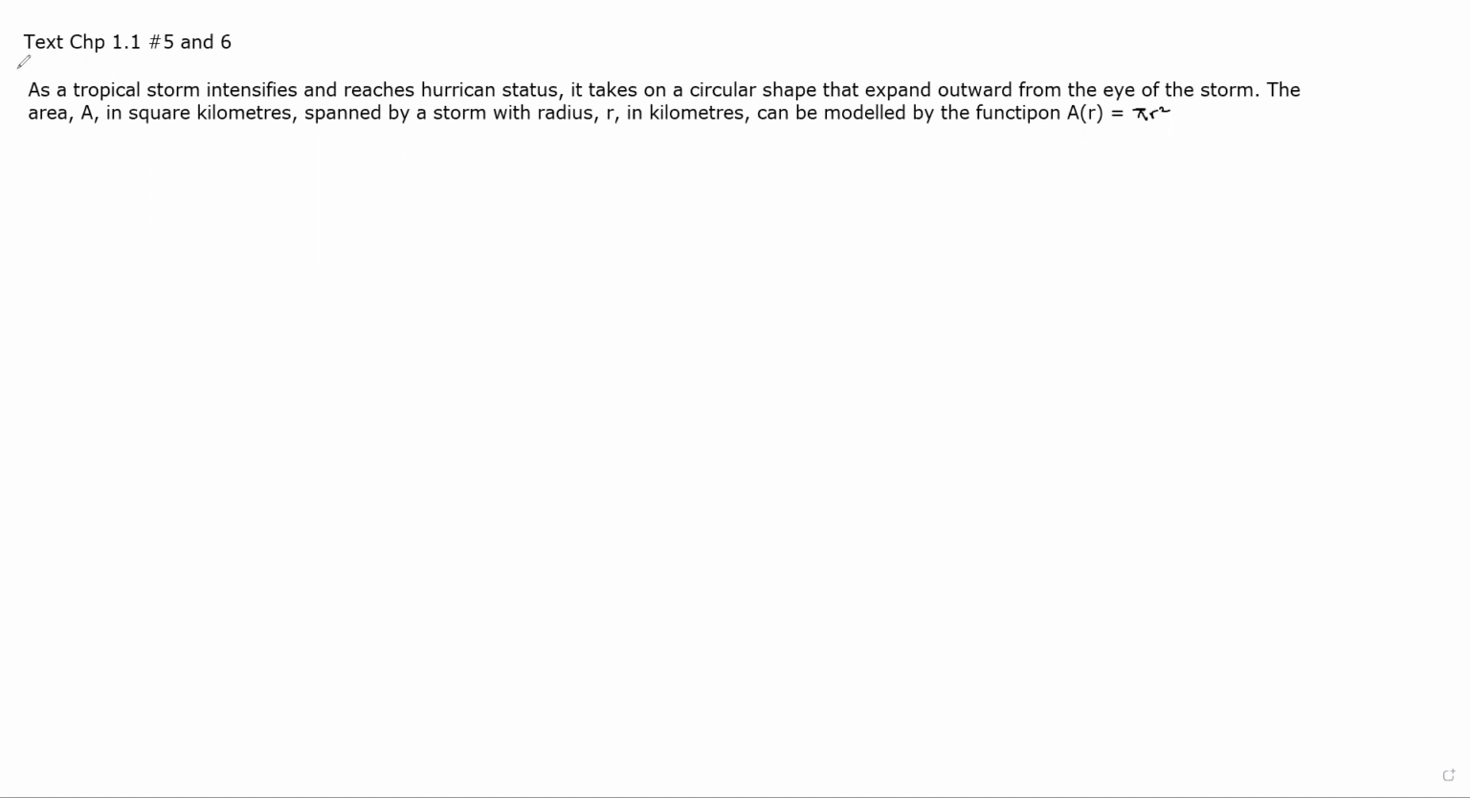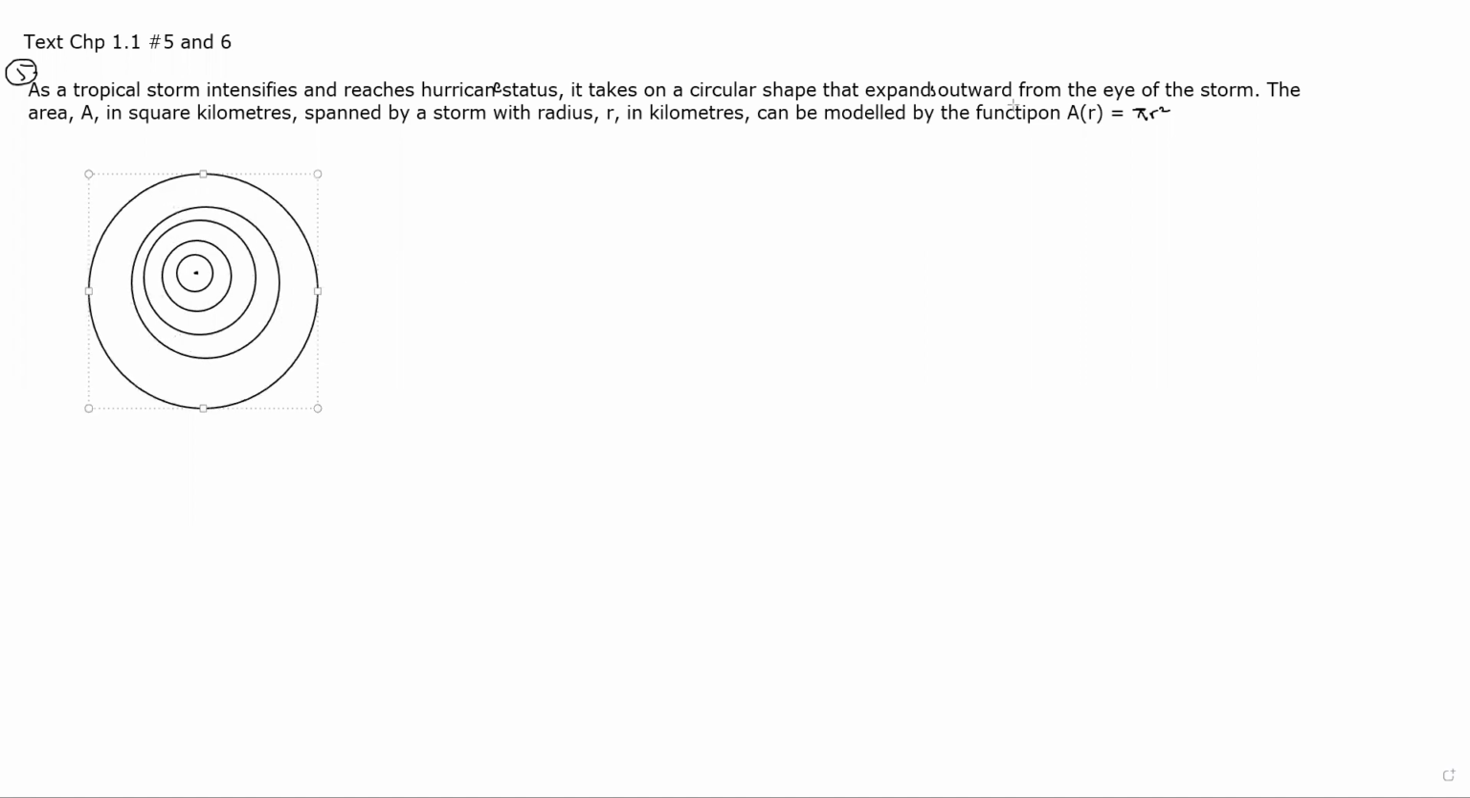Number 5. As a tropical storm intensifies and reaches hurricane status, it takes on a circular shape that expands outward from the eye of the storm. In other words, it's getting bigger and bigger. Think about it as a circle, right? It starts off small, and then the eye of the storm is right in the center. And then this hurricane is getting stronger and stronger, so it is getting larger and larger until, of course, it becomes hurricane status.